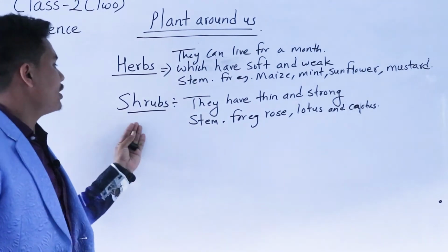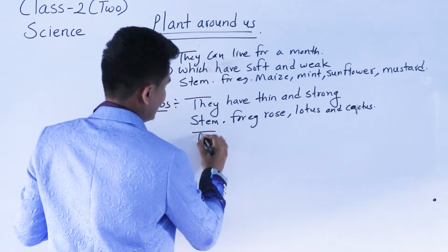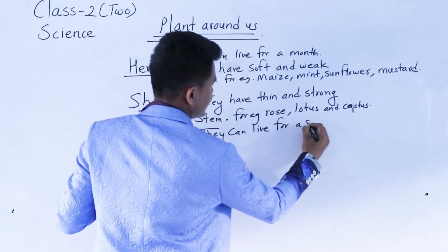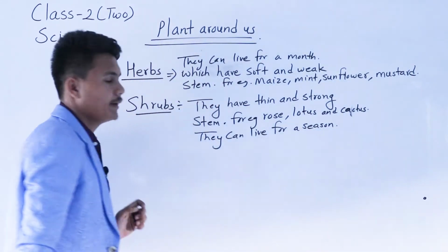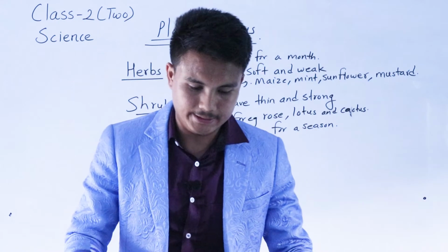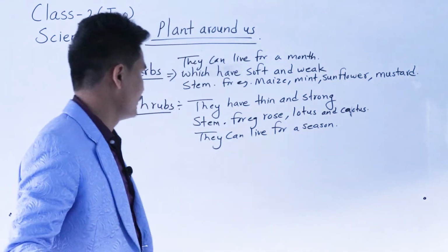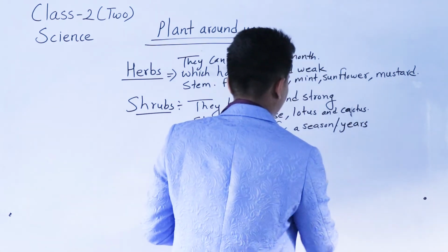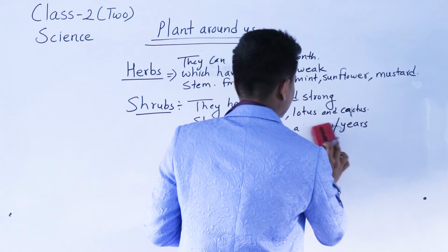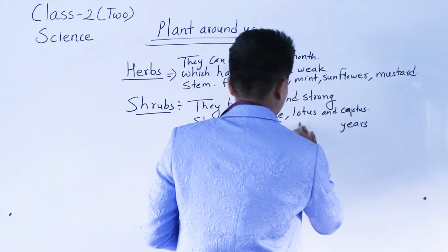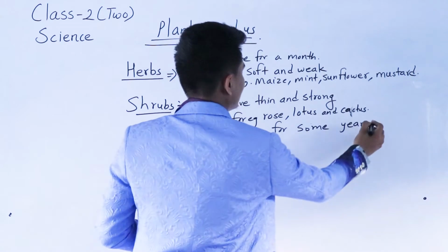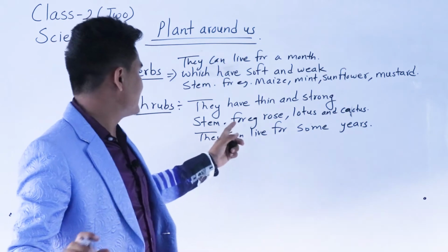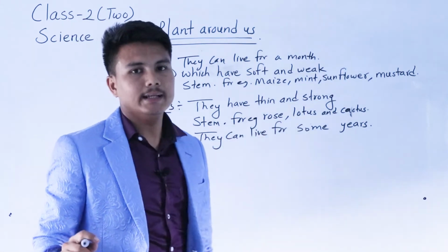But shrubs can live for a season or some years as well. केही वर्षहरुसम्म बाँच्न सक्छन् shrubs. Some examples of shrubs are rose, lotus, and cactus.